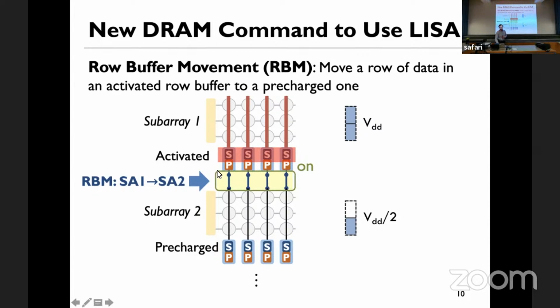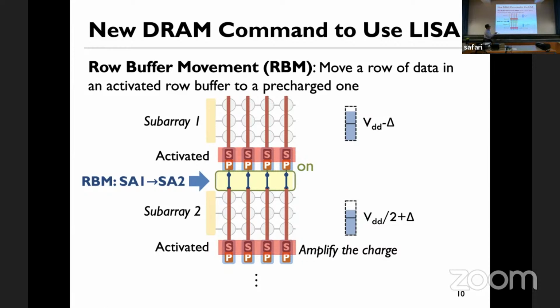These isolation transistors get connected to the sense amplifiers, which means that the sense amplifiers share charge with the bit lines in subarray 2. And they basically perturb the bit lines. And because of charge sharing, the sense amplifiers down in the subarray get activated and they amplify the charge. So they store the value that was stored in the sense amplifiers over here. That's how you can move one row buffer, which is here, to another row buffer that's here. Does that make sense? Basically, it's very simple. It's again based on charge sharing principles. And eventually you restore the charge in all of the cells.